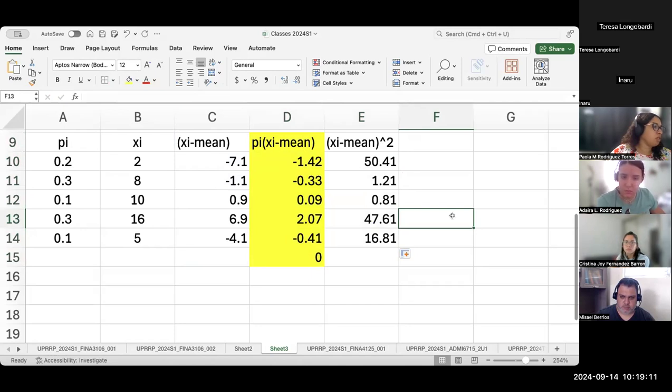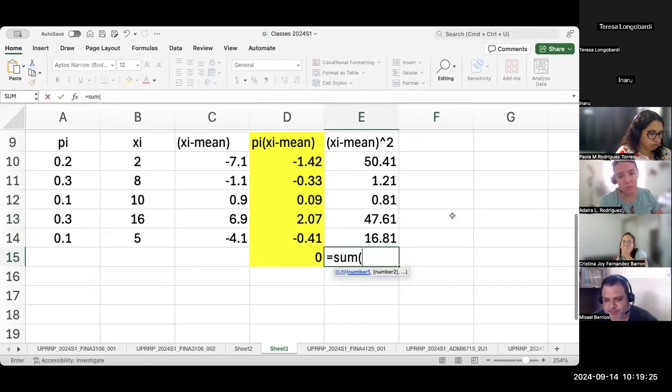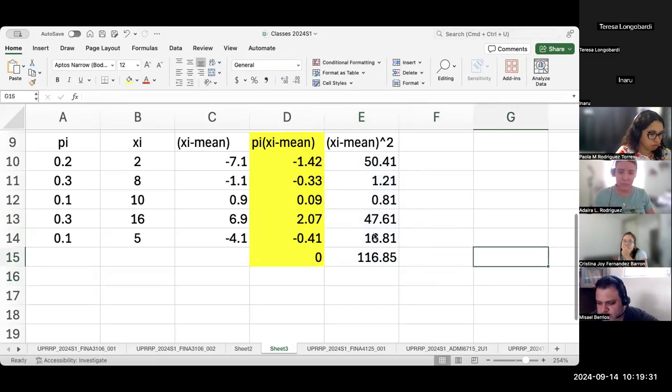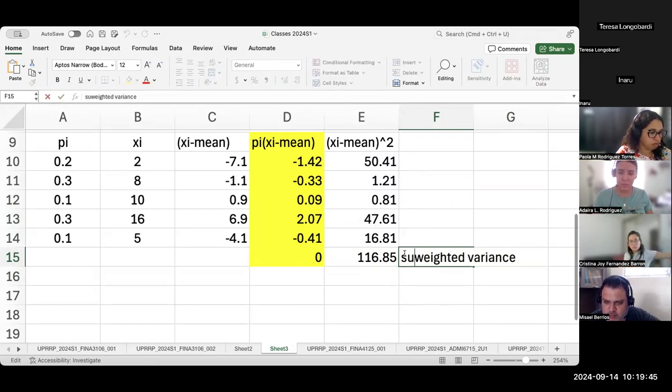So now that I've squared them, I don't have to divide anything. This total here, if I sum them, this is called the variance or the weighted variance. This is a sum. Okay, so the sum of the square deviations from the mean is the weighted variance.